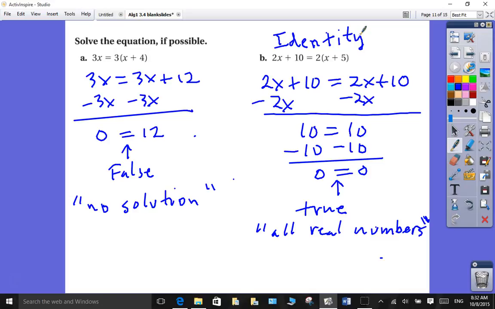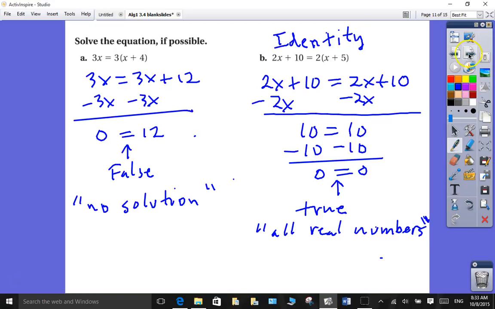We've been told this property holds, right? So we don't have to solve it to show that it's true. But there will be some that are not just classic examples of properties, where when you solve it, all the variables drop out and you get a true statement. So that's called an identity.